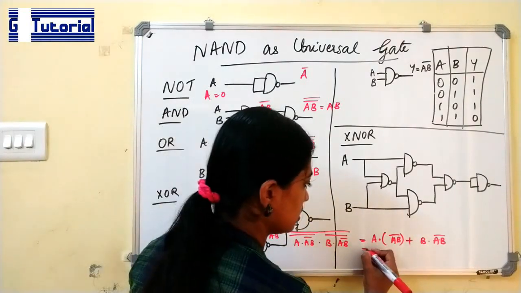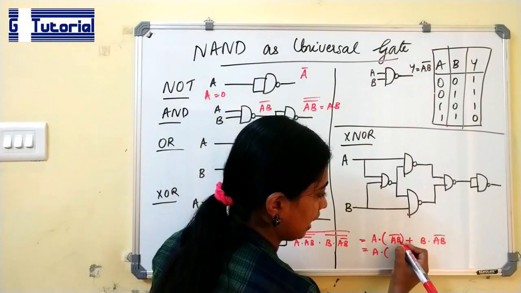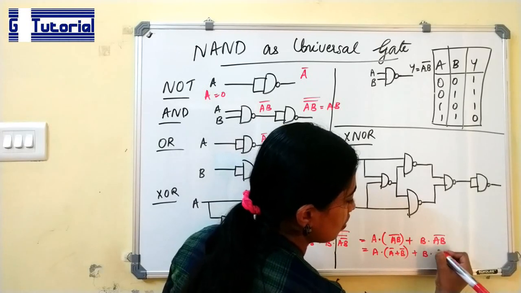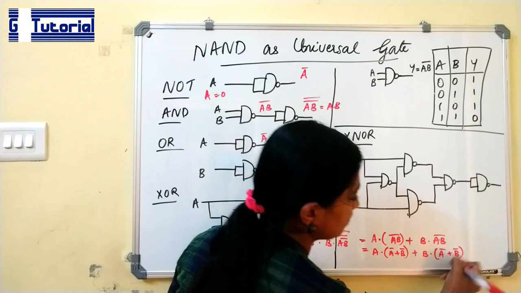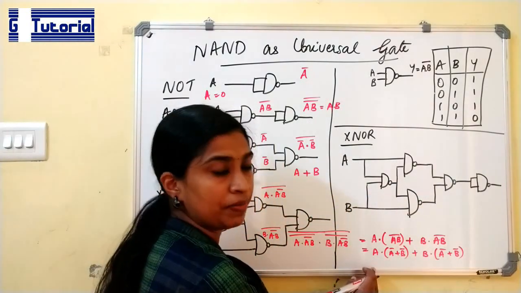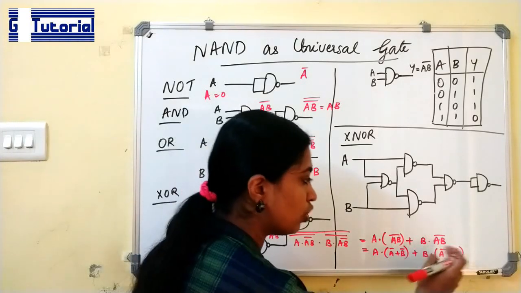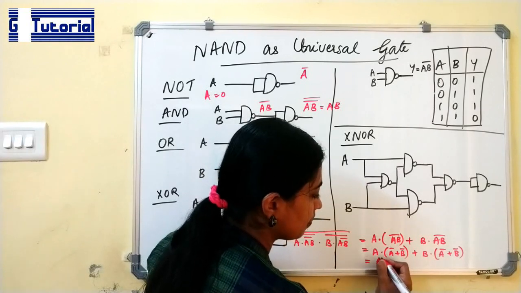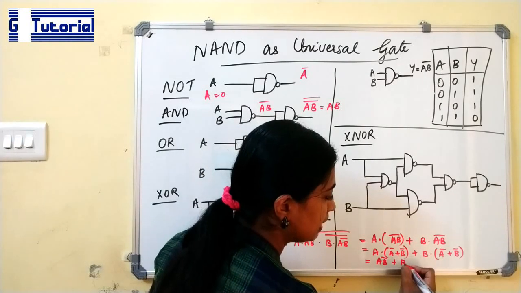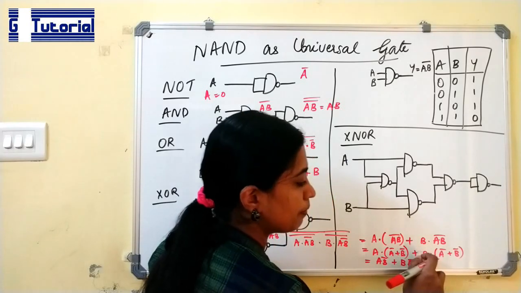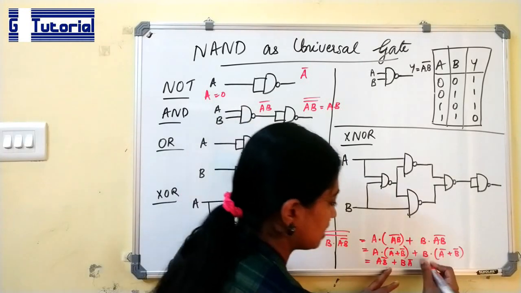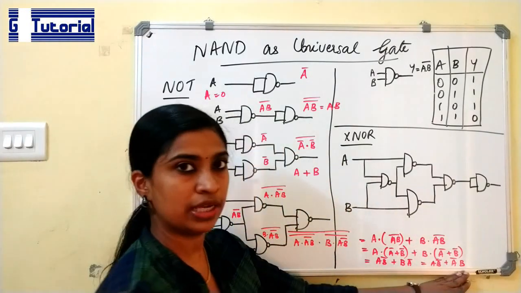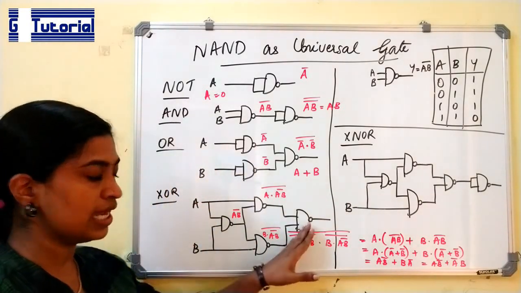We can solve this. A dot (AB) bar, (AB) bar is A bar plus B bar. Similarly, here also A bar plus B bar. Now we can open the bracket. A dot A bar is 0. Similarly, B dot B bar is also 0. So A dot A bar is 0 plus A B bar. Next term is B dot A bar, which is B A bar, plus B dot B bar which is 0. So this is the answer. That is actually A B bar plus A bar B, which is the output of the XOR gate. So we have implemented the XOR gate using NAND gates.